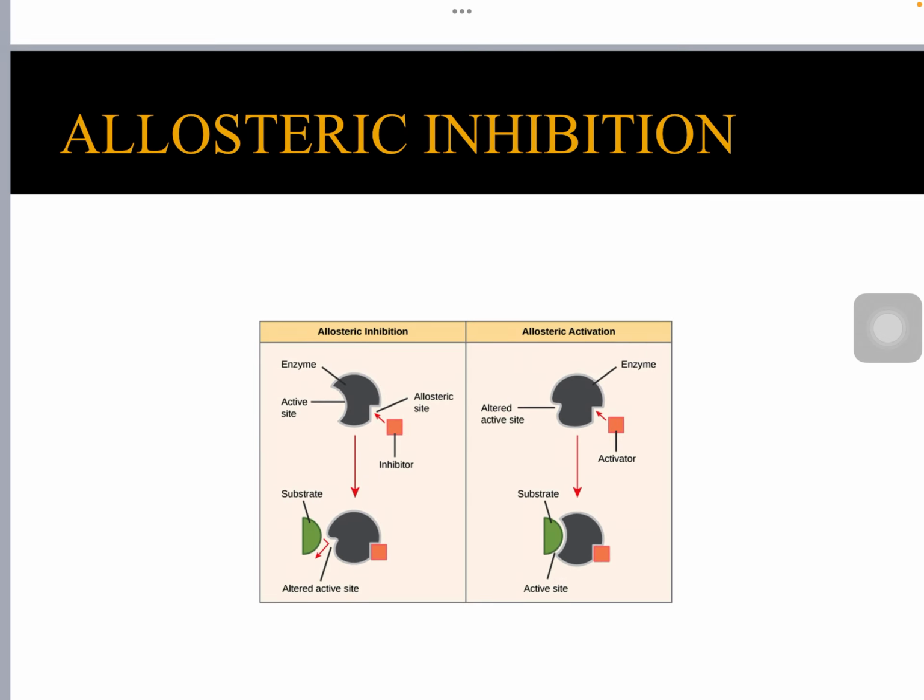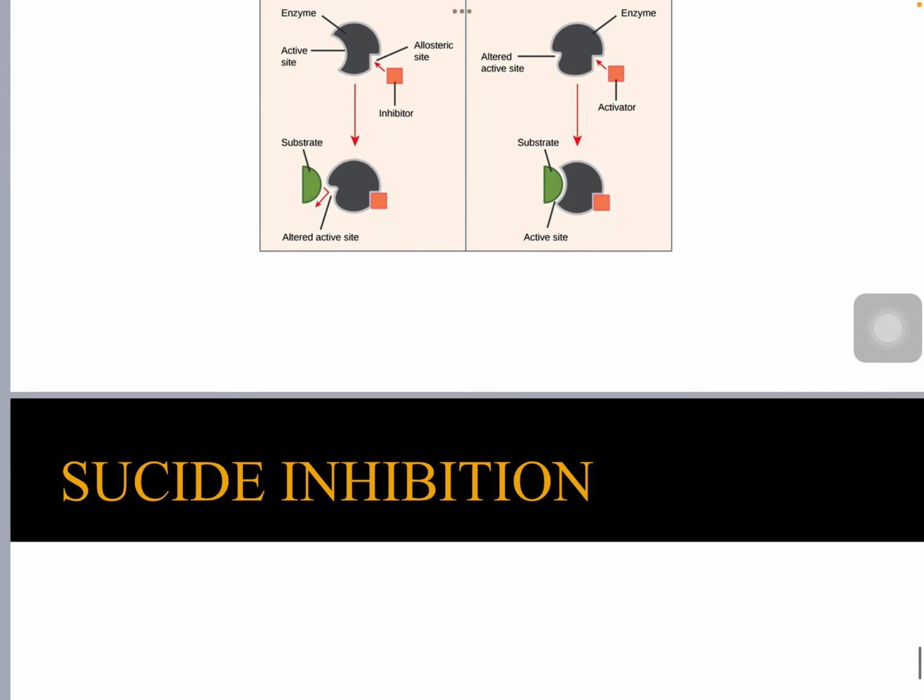Now consider allosteric inhibition. You can see the two sites here: one is the allosteric site, another is the catalytically active site. The inhibitor binds to the allosteric site, so that there is no action on the active site of the enzyme. This is potentially different from competitive inhibition. In allosteric inhibition, the inhibitor binds to the allosteric site, so the inhibition is relatively less because there is no competition at the active site of the enzyme.